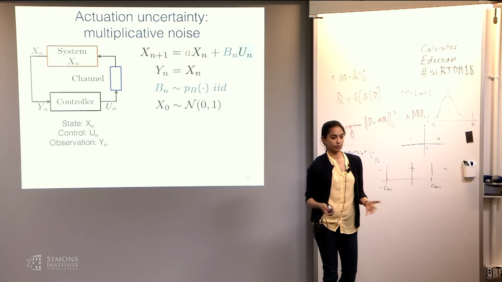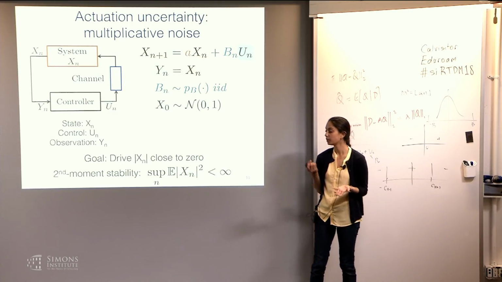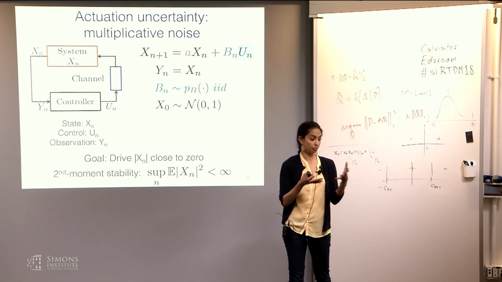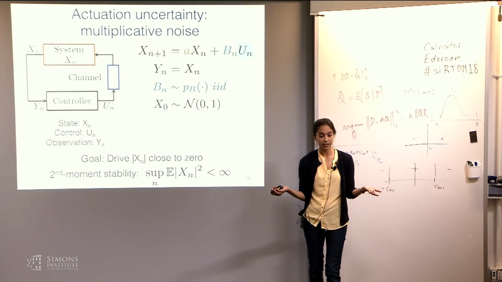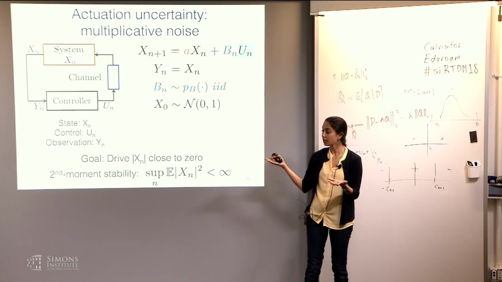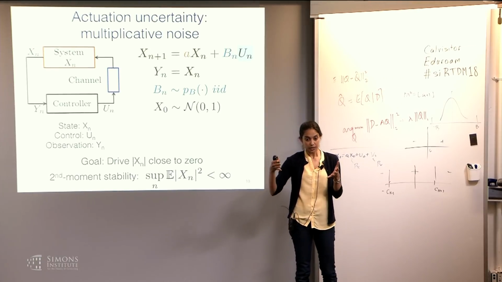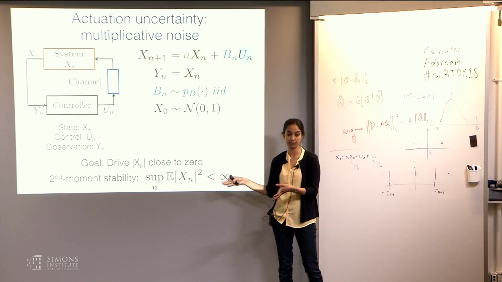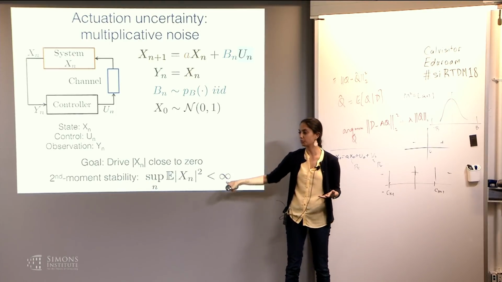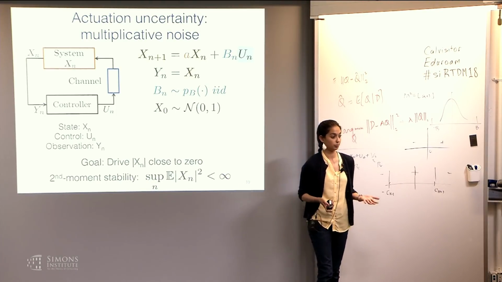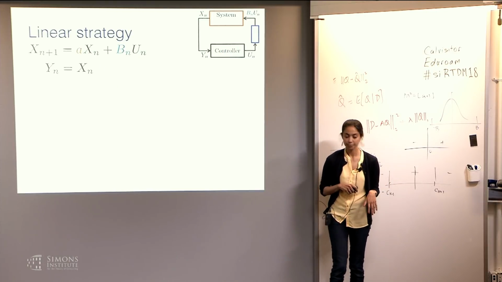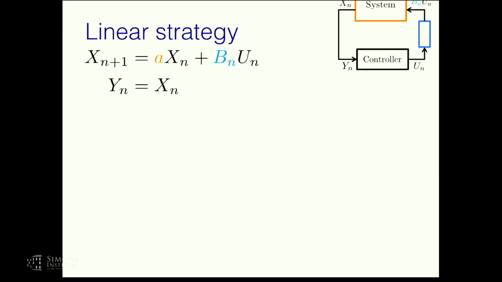What is our objective here? Okay, we have some system. What do we want to do with it? Our goal, as is standard in control, is to drive the system to some fixed point. Without loss of generality, we're going to choose this to be 0. And to think about a fundamental requirement for this, we're going to focus initially on second moment stability. So we want to make sure that the second moment of the system is always going to be bounded. Good here? OK, great.